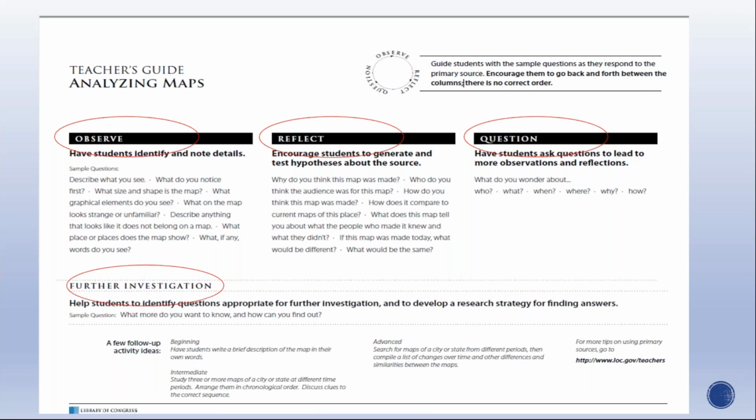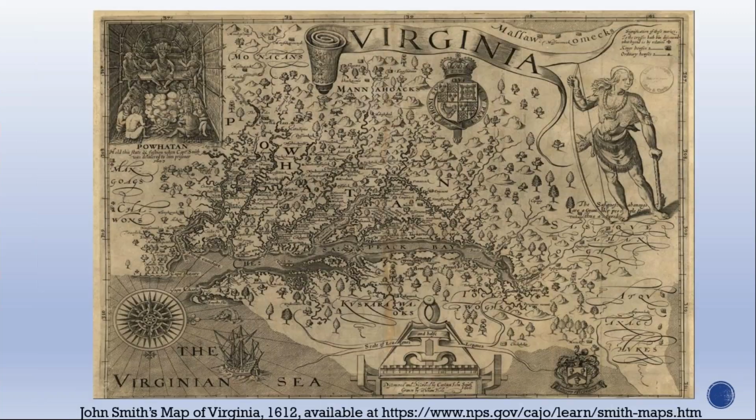For instance, this is a 5th grade student in Kentucky, John Smith, and John Smith's map works great with that analyzing maps template, because there's so much in this map that students first off can observe, and then they can reflect. What do you think it tells us about Virginia and the Powhatans? And then what do we not know? In that third column is questions, and then how could we find out that information? So that template works great with a historical source.